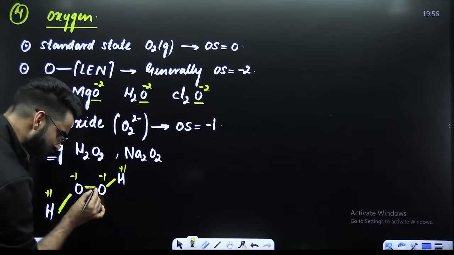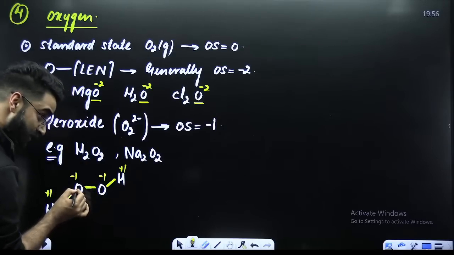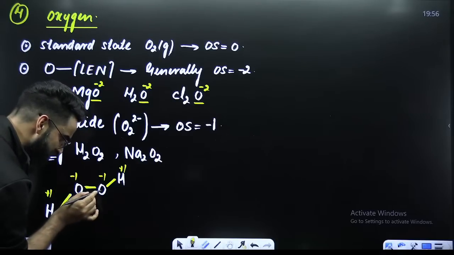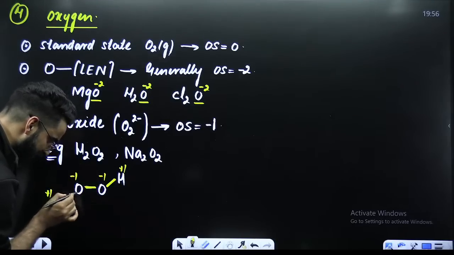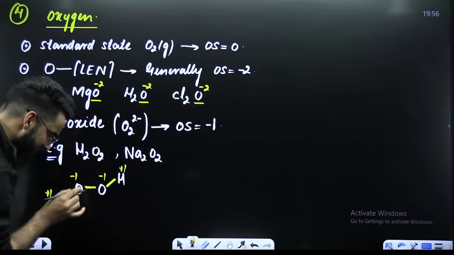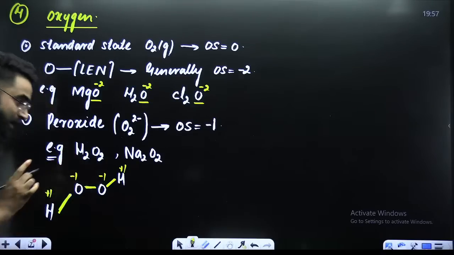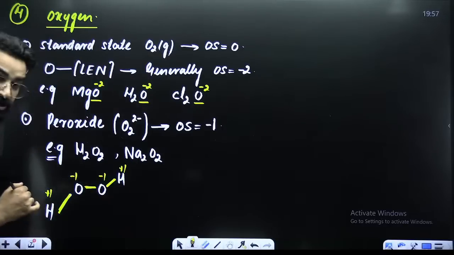What about this particular bond? Nothing is going to happen due to this particular bond, because on one side there is oxygen, on one more side there is also oxygen. The tendency with which this oxygen is going to attract the electron pairs towards itself, with the same tendency, this particular oxygen is going to attract the electron pairs towards itself, due to which the electron pair is exactly going to be at the center. It is not going to shift.